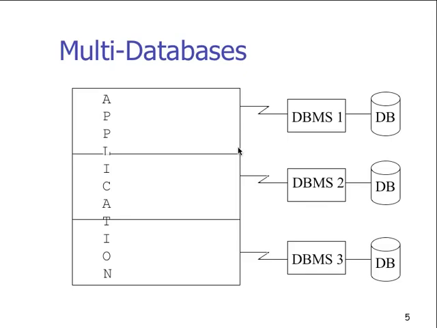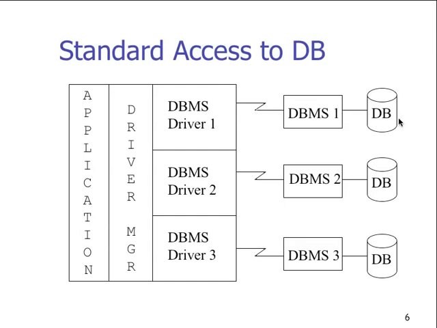All right, so here's the architecture, looking at one application that's connecting to 3 different databases as an example. They could be all Oracle databases. They could be one Oracle, a couple of Informix, one MySQL. It doesn't necessarily all have to be the same. And here's our standard way of doing it.